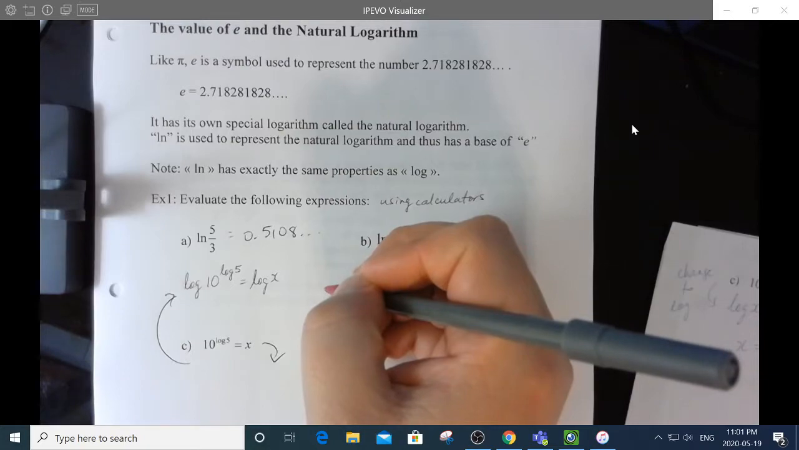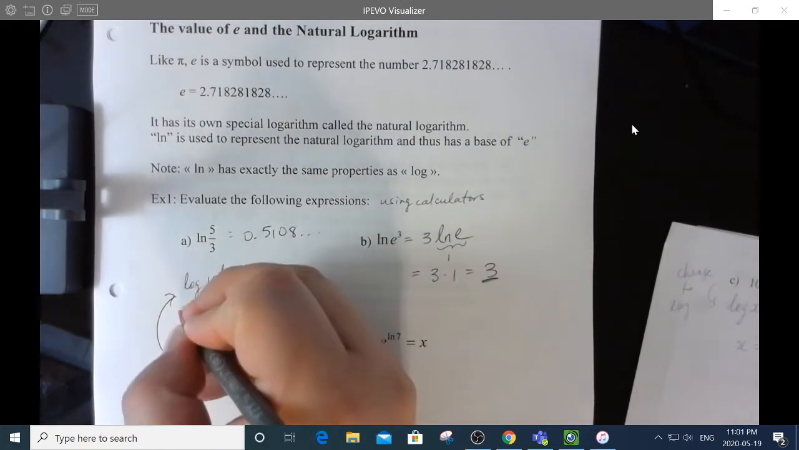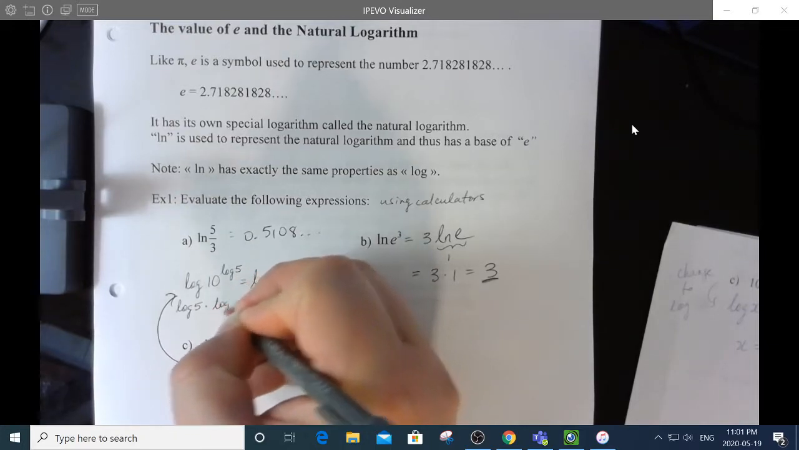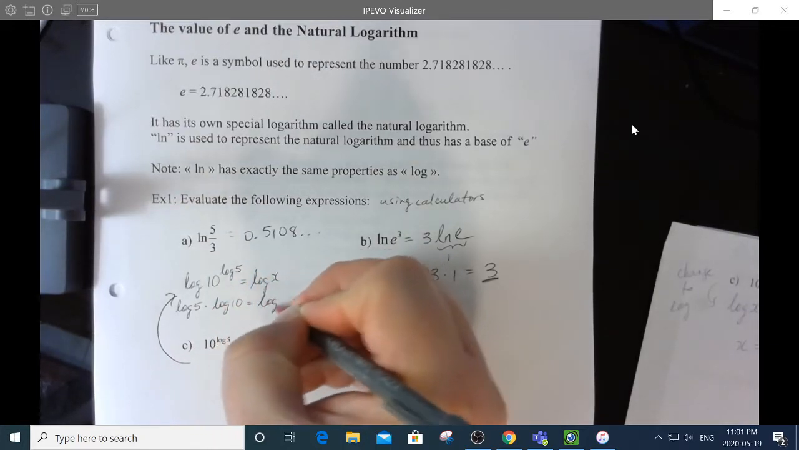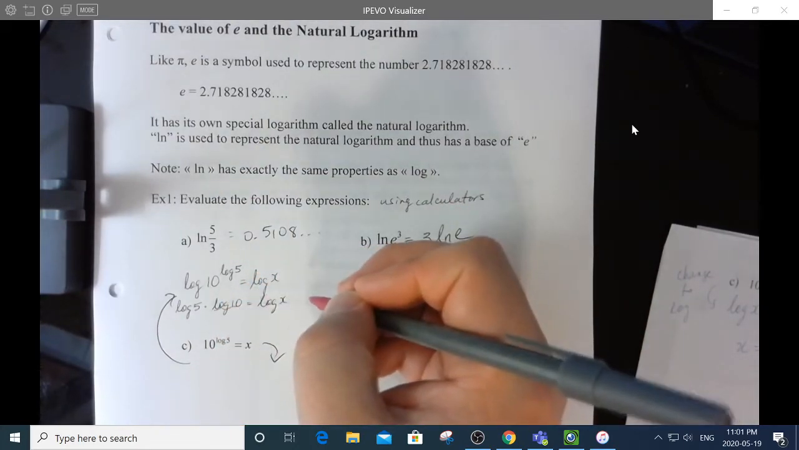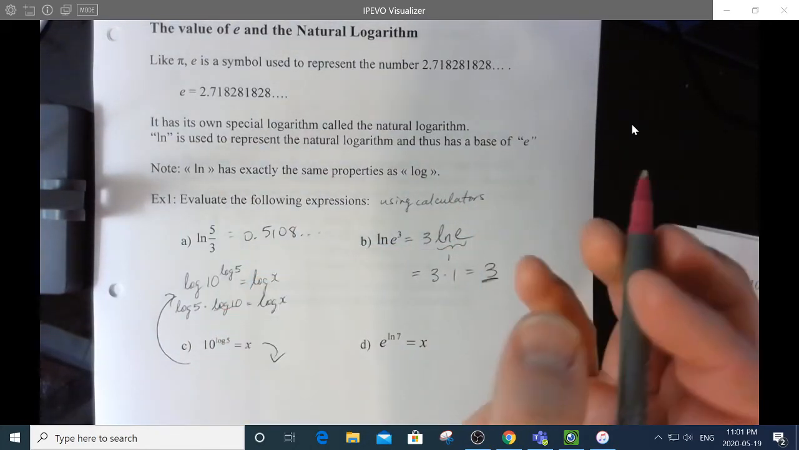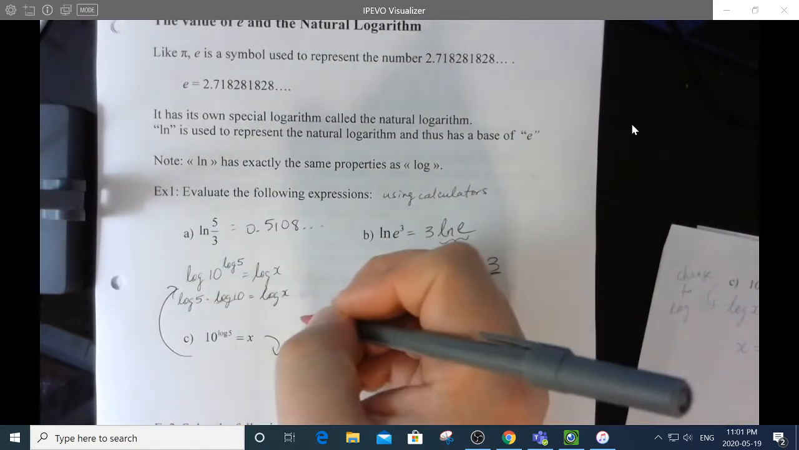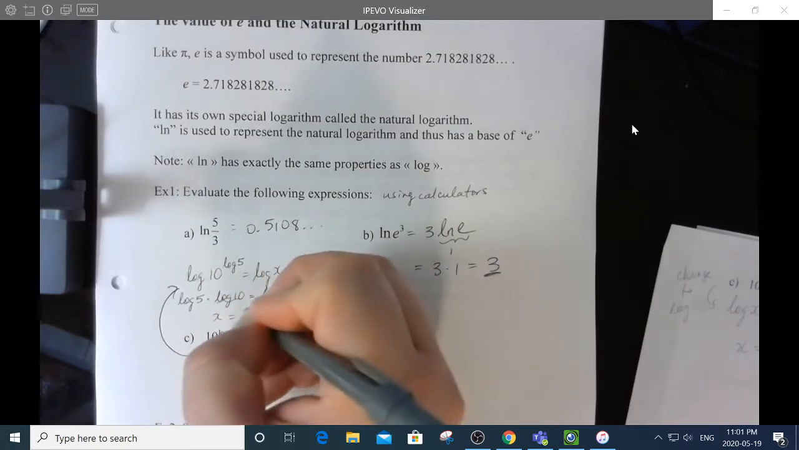Okay, and then exponents can become coefficients. So log 5 times log 10 is equal to log x. And then, of course, log to the base 10 of 10 is 1. So basically this is the log of x is equal to the log of 5. So x must be 5.